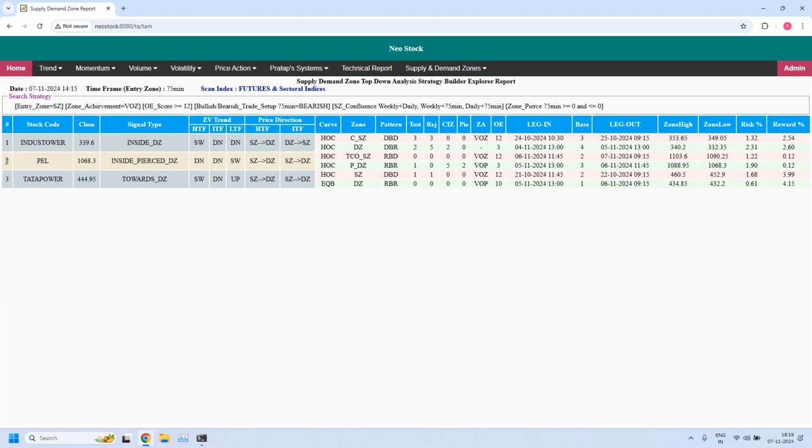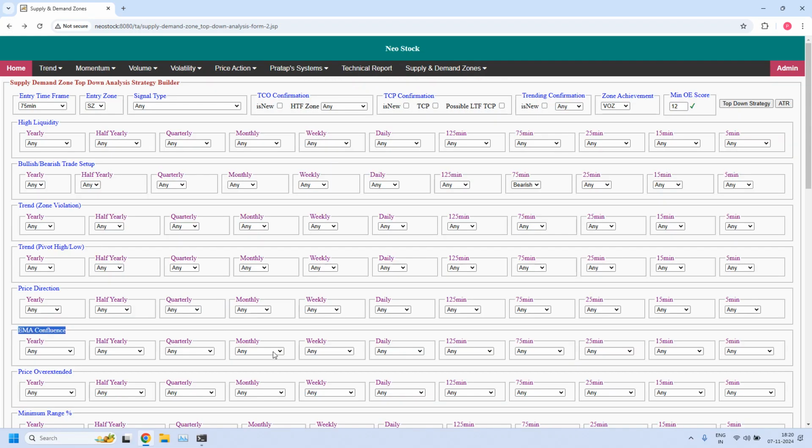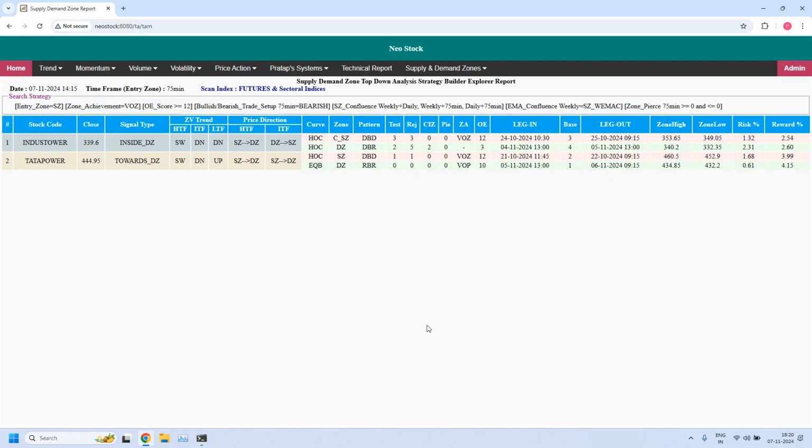And in these 3 stocks, if the second one is having a weekly EMA confluence, that is, the weekly supply zone is having EMA confluence, it is a high probability. First and third we are ignoring because the trend is sideways. So in the EMA confluence, weekly time frame, weekly supply zone with the weekly EMA confluence with this filter, we got 2 stocks, but both the stocks' trend is sideways, so they won't get any extra advantage.